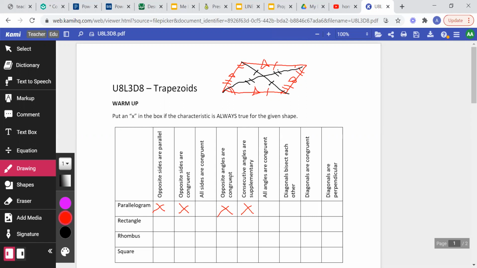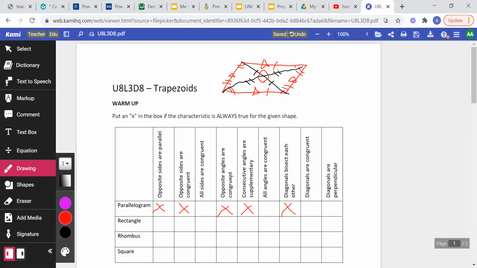The next one, in a parallelogram, do diagonals bisect each other? Look at the diagonal, do they intersect? Okay. Are the diagonals congruent? Look at it very well. This one has single cut, this one has double cut. So no, okay. In the parallelogram, are diagonals perpendicular? Look at it here. If it were to be perpendicular, you'd have seen a little box here. Is there any little box in here?